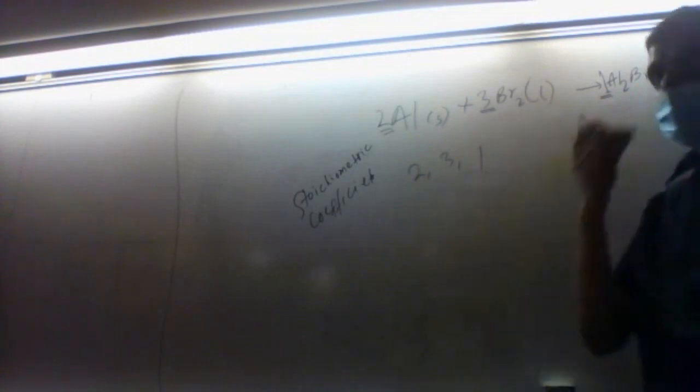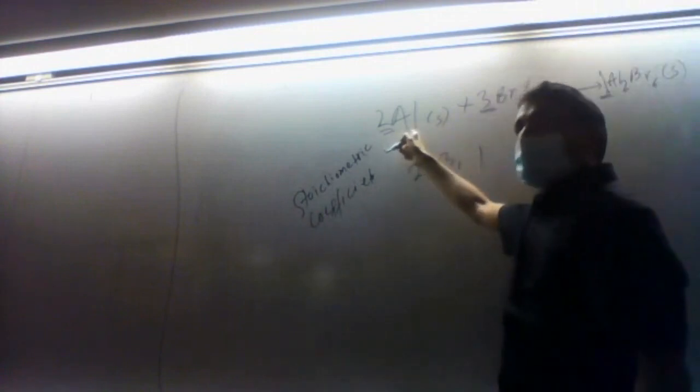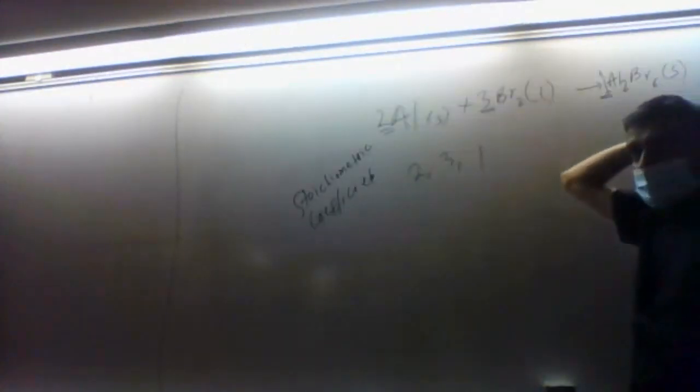Now how to read this equation? 2 moles of aluminium atoms react with 3 moles of bromine molecules to give 1 mole of Al2Br6 molecules. You can either say moles or you can say molecules. Since aluminium is only one, we just call it atoms. So 2 moles of aluminium atoms react with 3 moles of bromine to give 1 mole of Al2Br6. So that's how we read this one.